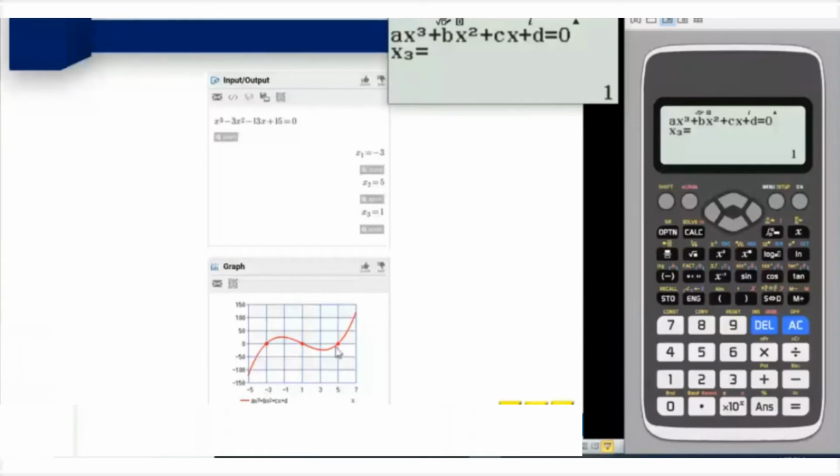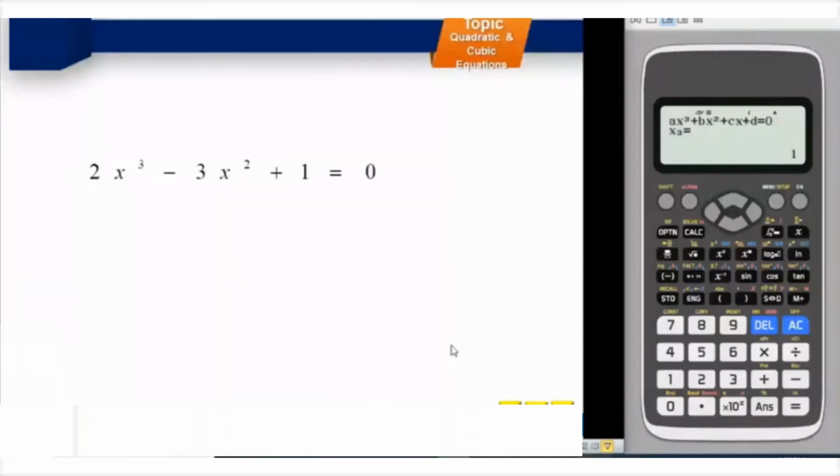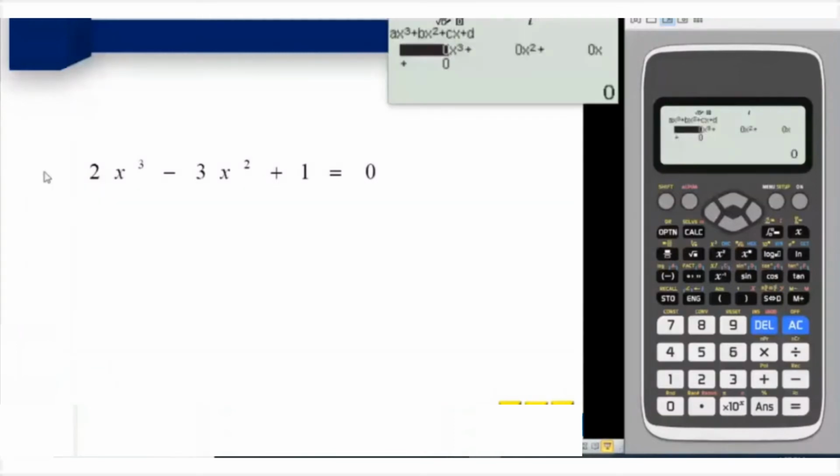I will solve one more question and conclude my presentation with that. So if the question is 2x cube, I'll press 2 is equals to, minus 3x square, minus 3 is equals to. Please realize that there is no x term. If there is no x term, it means the coefficient of that particular term is 0. If a particular term does not exist, it means that its coefficient is 0.